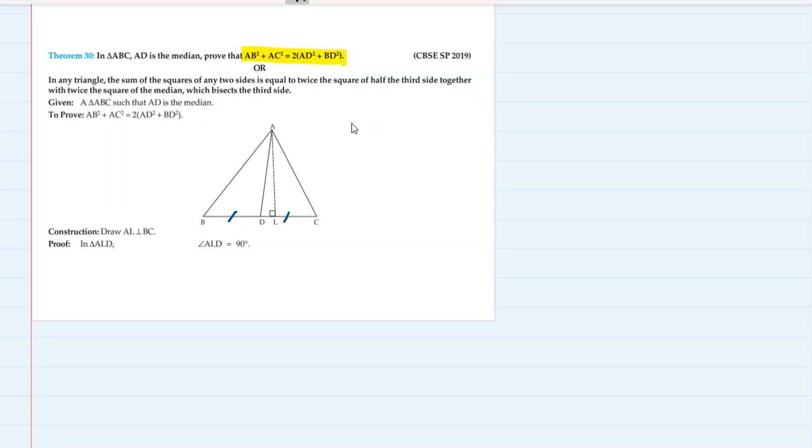The right angle triangles which we can see are triangle ALD, number one. Number two, triangle ALC. Number three, triangle ALB. ALD, ALC, ALB. Any other right angle triangle? No, nothing. Okay. Now, in our statement to be proved, which all sides are there?